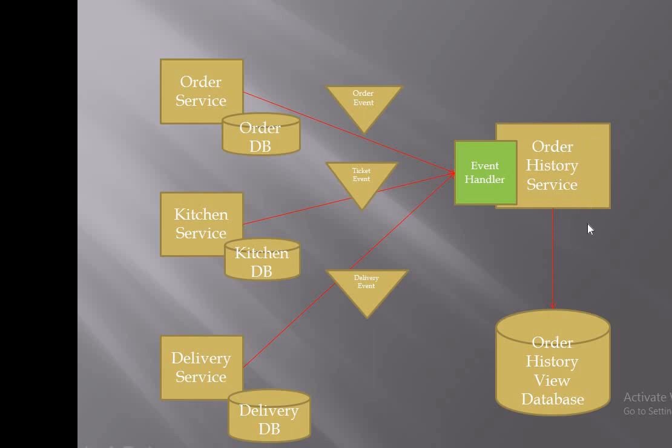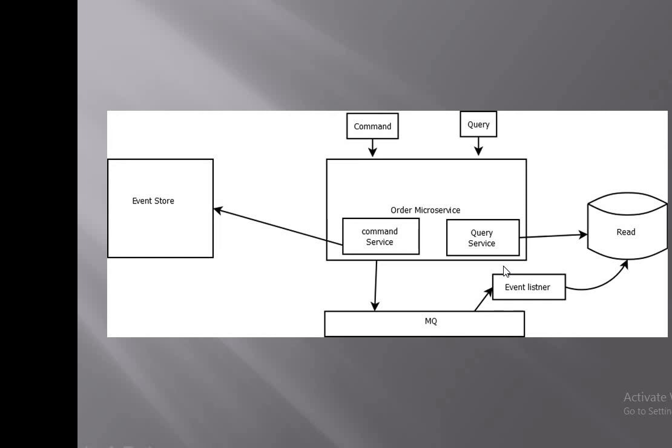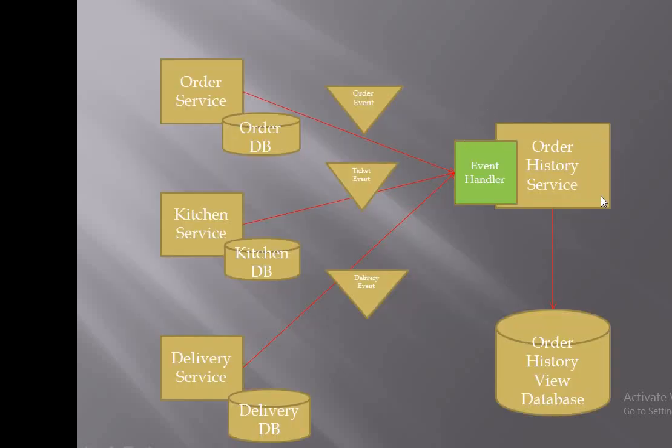Now we have a separate service, which is order history service. Order history service has an event handler which will listen to order events, ticket events, and delivery events. It will store all those events in view form. I don't think we need to discuss what a view is. It will denormalize the data and store it in this table so that your retrieval will be fast.